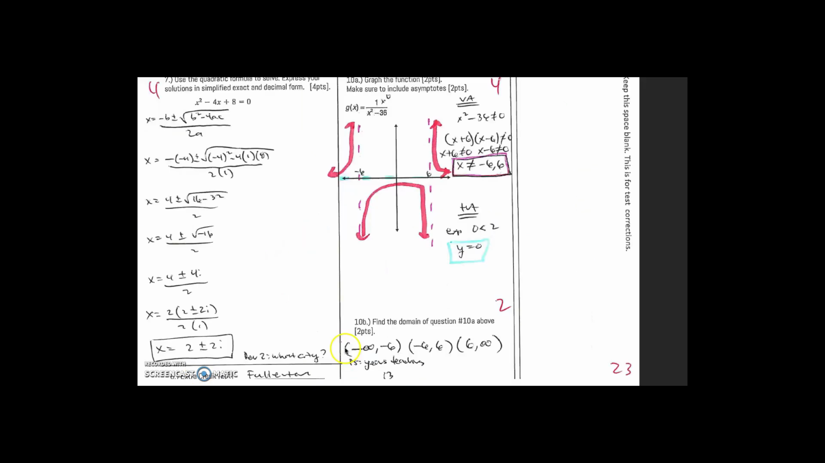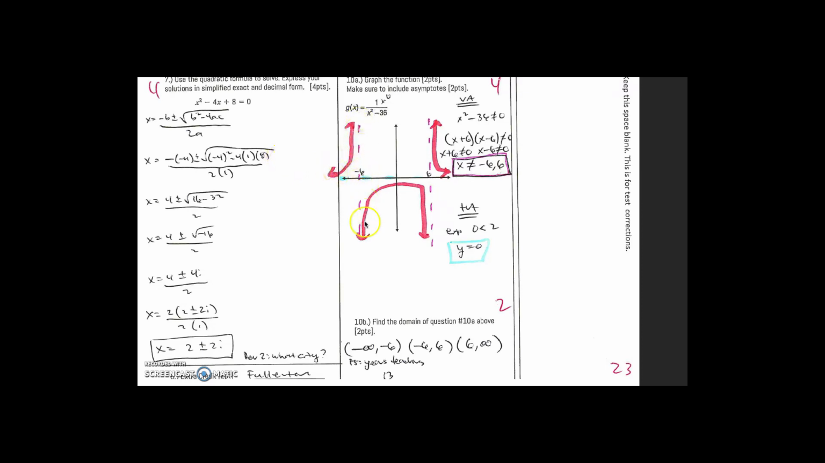All right, for 10b, it says find the domain of question number 10a above. So we're going to look at this graph. Assuming you graphed it correctly, domain means the x-axis, and we're starting from the left to the right. So over here, you're going to start there at the negative infinity.